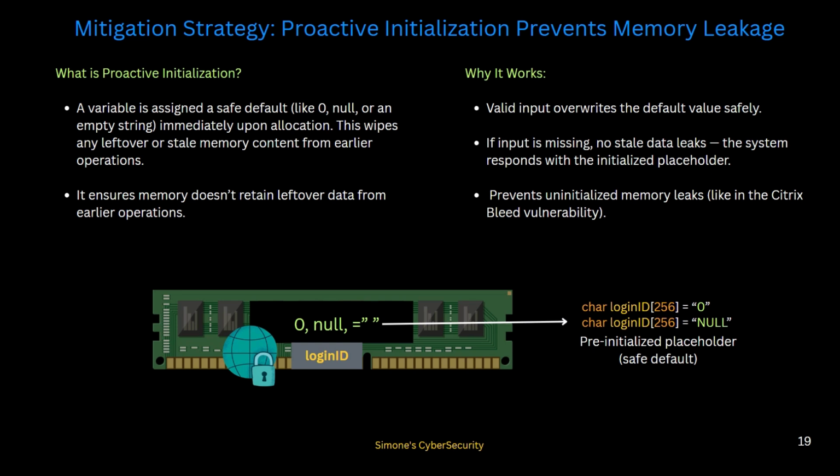And you can see in the graphic here that as soon as the variable login ID is declared, it's assigned a safe default like 0 or null. That means when the response is prepared, no garbage data gets exposed, even if the user didn't send any input. So this is exactly what didn't happen in Citrix Bleed 2. And that's why this simple habit of proactive initialization can go a long way in securing your applications. Now, let's take our understanding of this mitigation step further by replaying scenario 2 for the attacker request on the next slide.